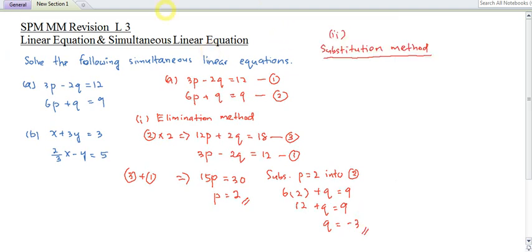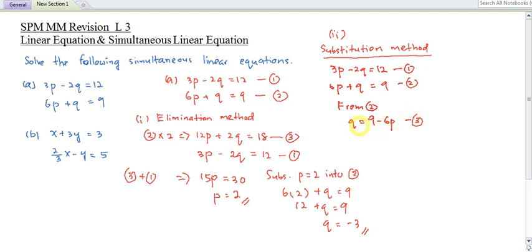Okay, now I'm going to show you the substitution method. The theory is actually almost the same. We try to change the two unknowns into one unknown. For this substitution method, I think I'll copy the equations one more time first. 3p minus 2q equal to 12, and 6p plus q equal to 9. This is the first equation, this is the second equation. I'll take the second equation and extract one term in terms of the other. q is equal to 9 minus 6p. This is number 3.